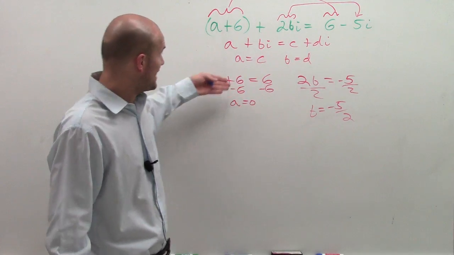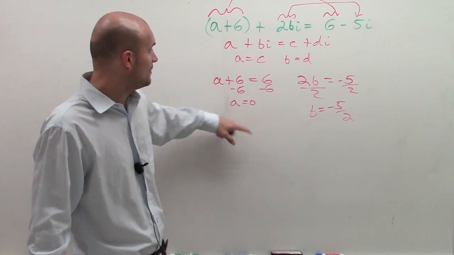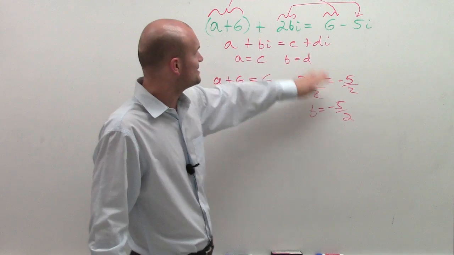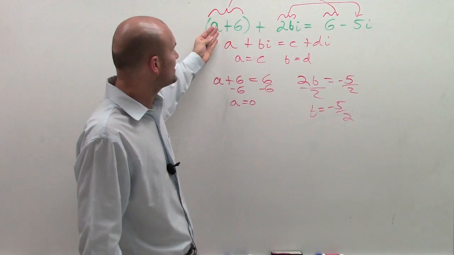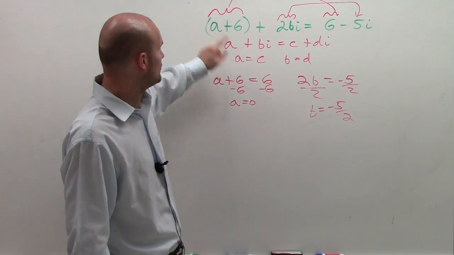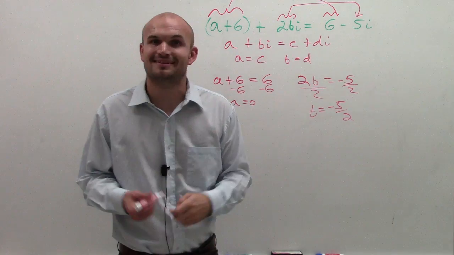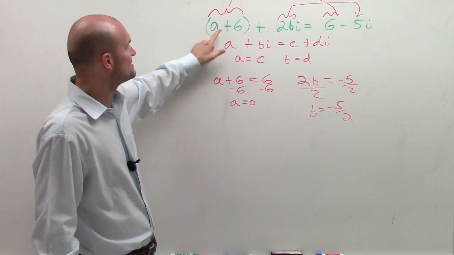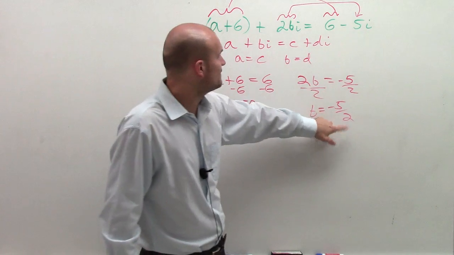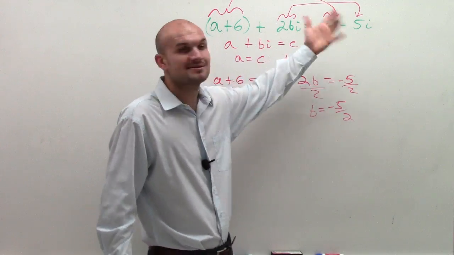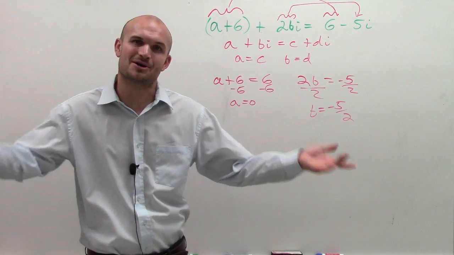And there you go. Whenever a equals 0 and b equals negative 5 over 2, when I plug those values into this equation, I will get equal equations. You can see if you put 0 in for a, 0 plus 6 is 6, and if you put negative 5 halves in for b, you get negative 5i, so therefore the equation would be true. So there you go. Hope you enjoyed.